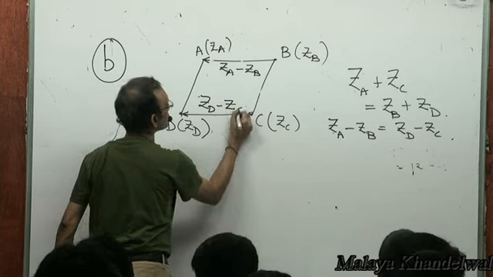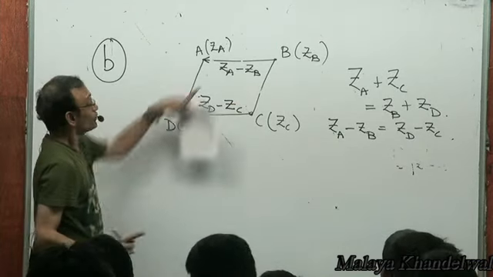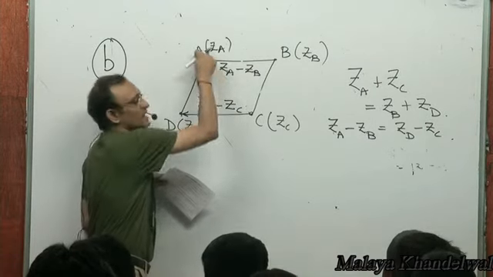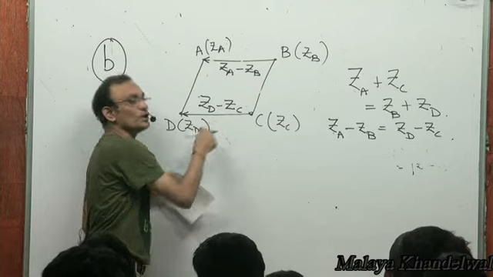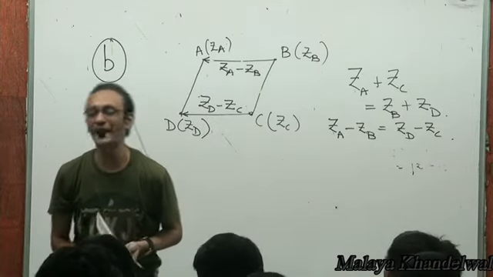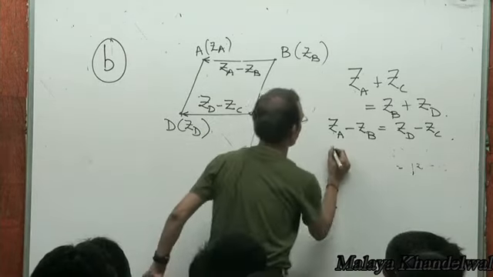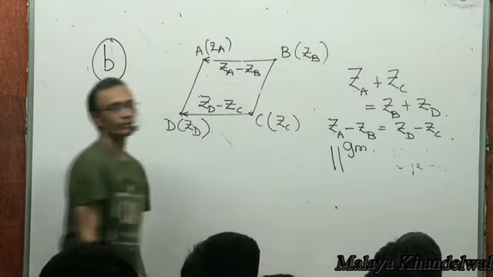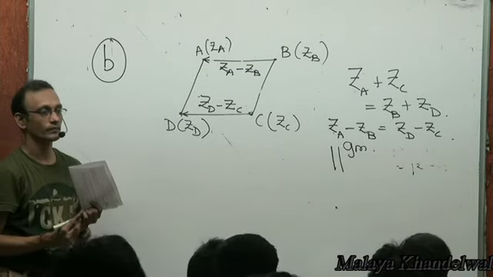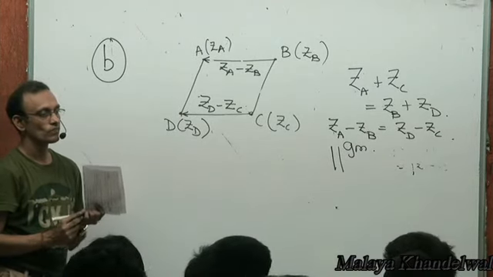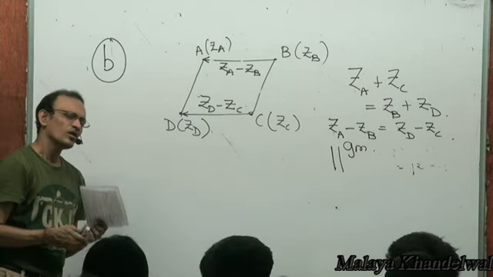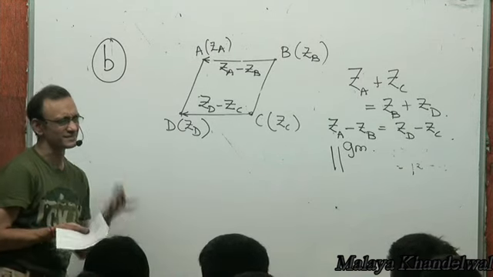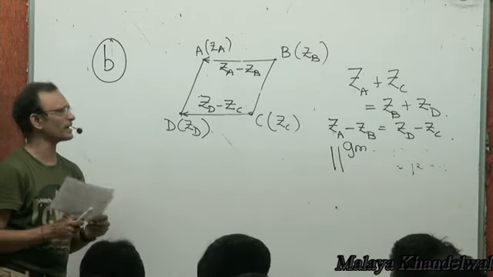If these two vectors are equal, they are not only parallel, they are equal in magnitude. That means opposite sides are equal in magnitude and also parallel. Then this must be a parallelogram. ABCD must be a parallelogram. A rectangle is only a special case of a parallelogram, isn't it?